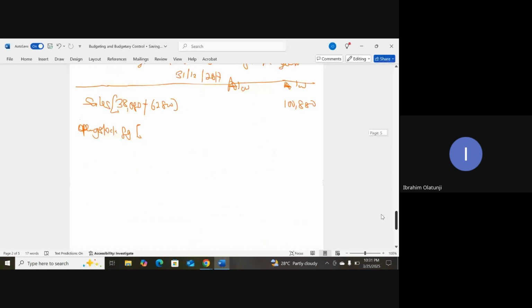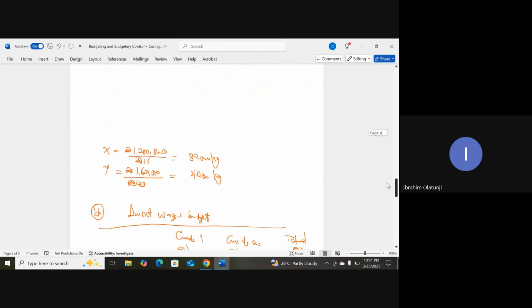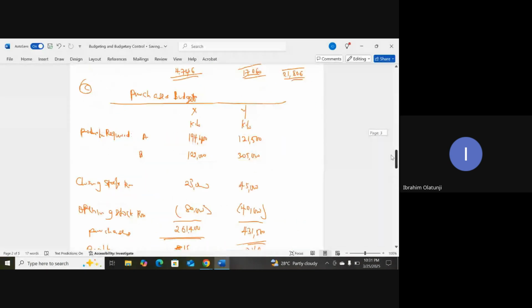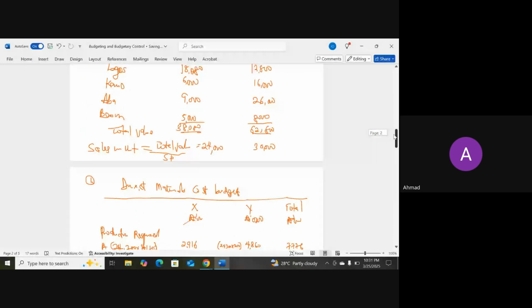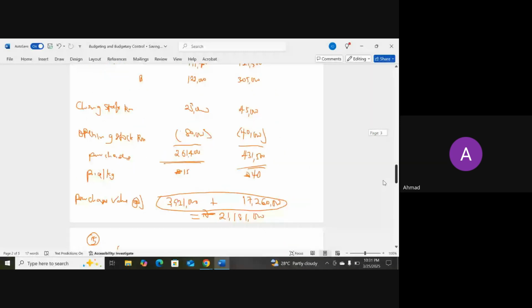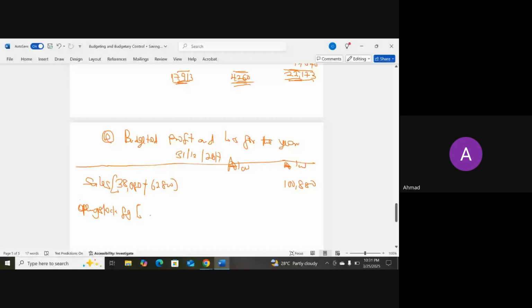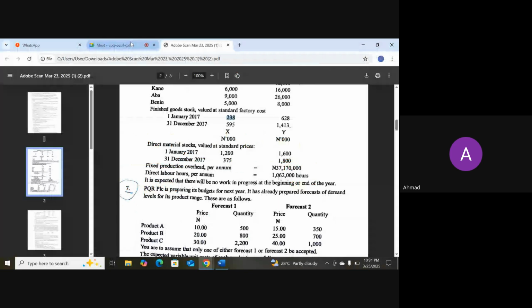Value 238,000. That one is something we're talking about. That one is in units now. Yes, I remember. It's in the production budget, so it's in units.